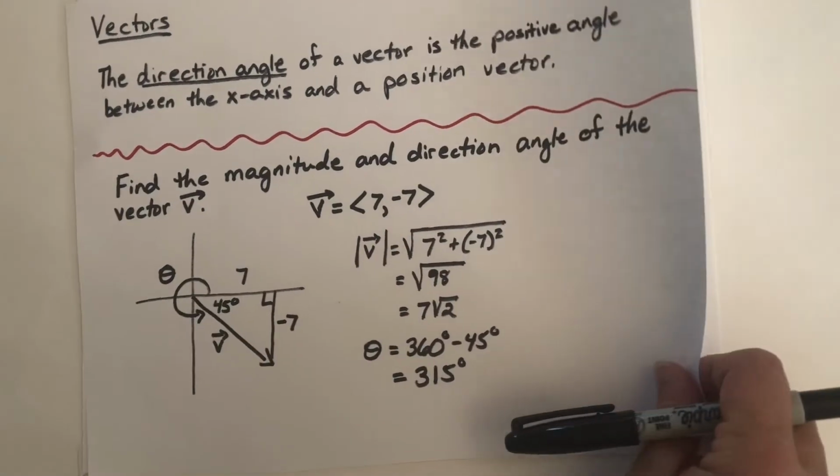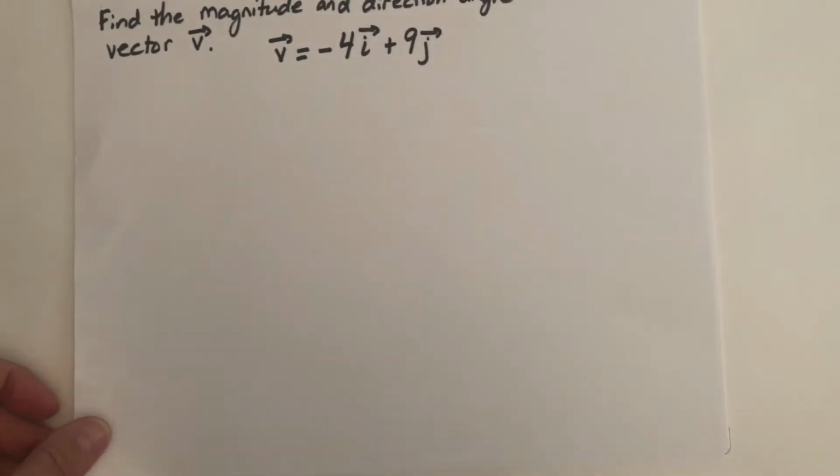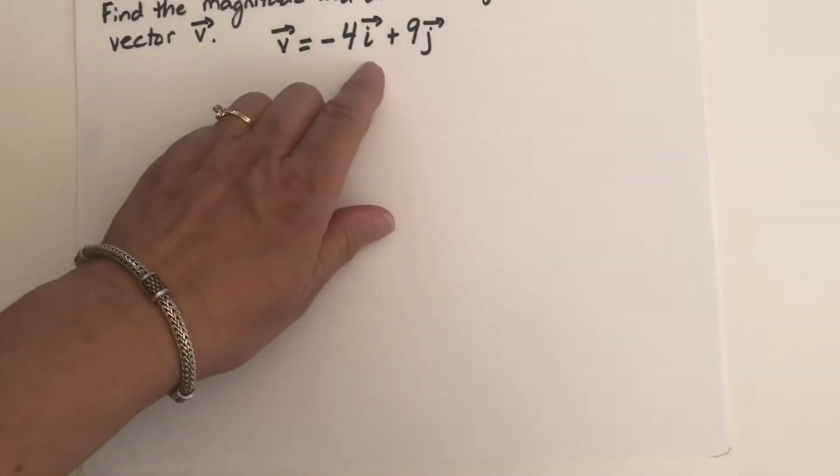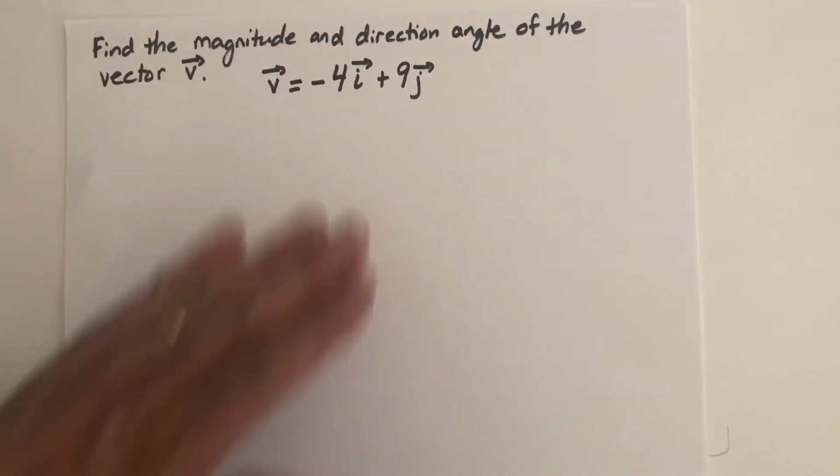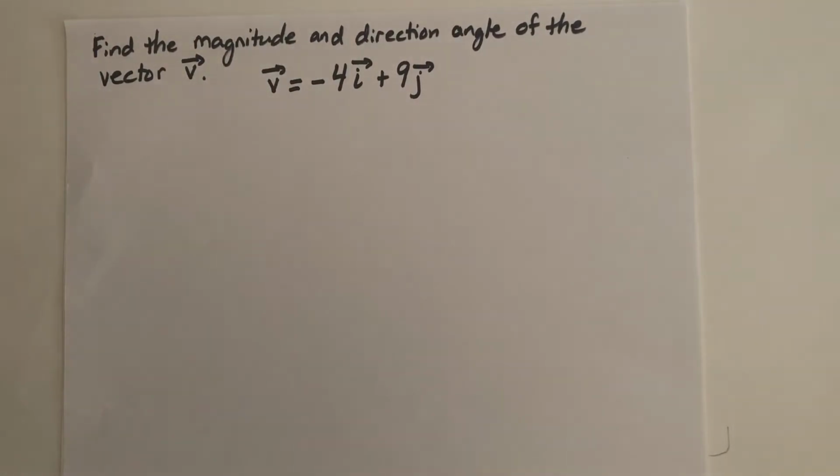Let's do another problem, similar. And this time I've just used our other notation. I used our unit vectors when representing the components of our vector v. But the idea is still the same. We're to find the magnitude and direction of the angle. And as I did on the previous one, I'm going to draw a picture of it.